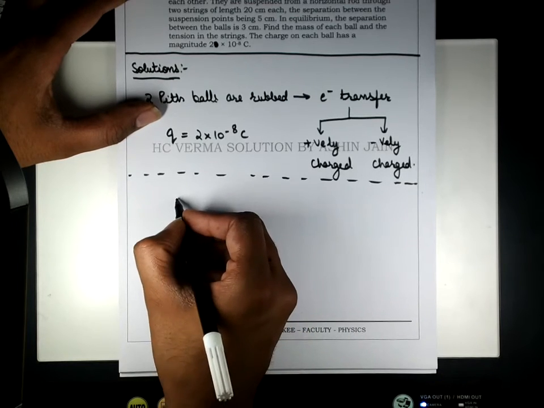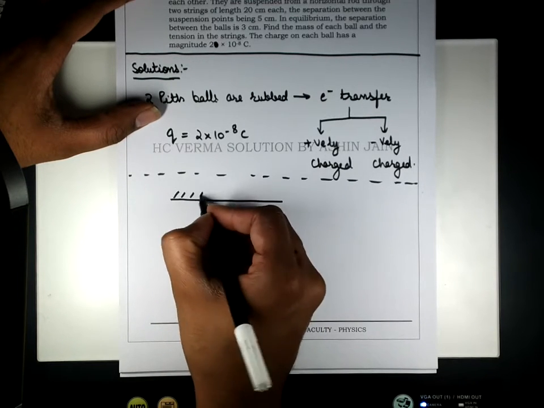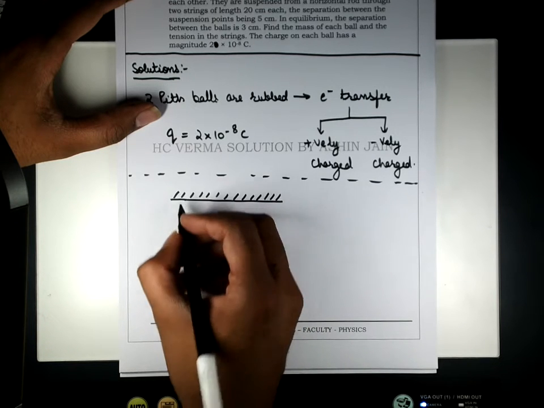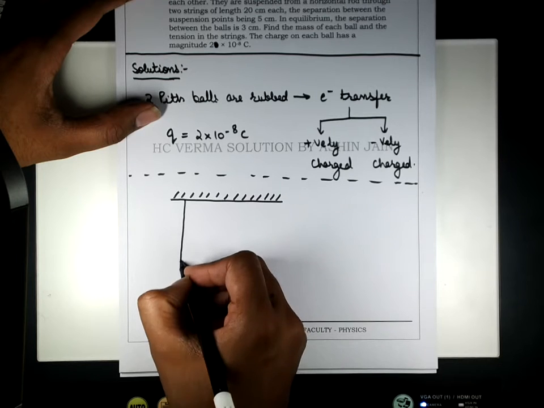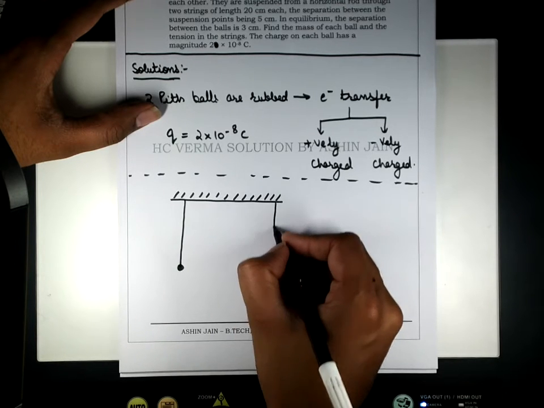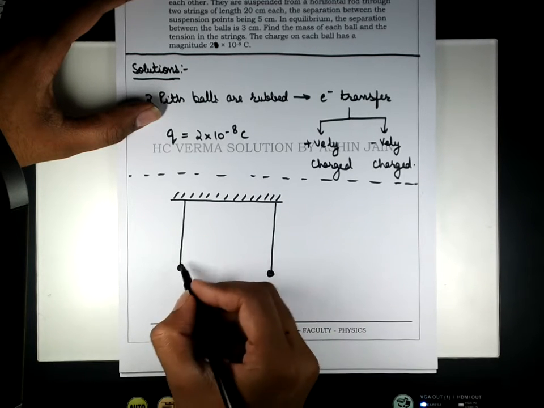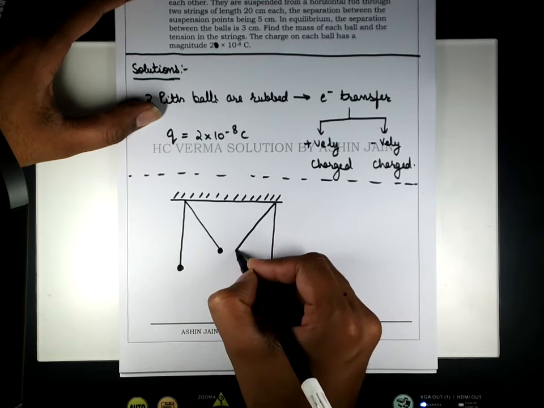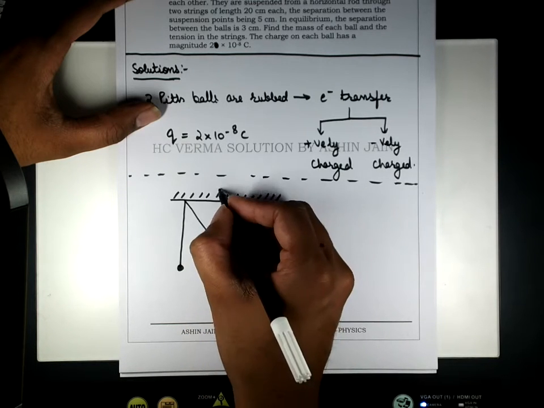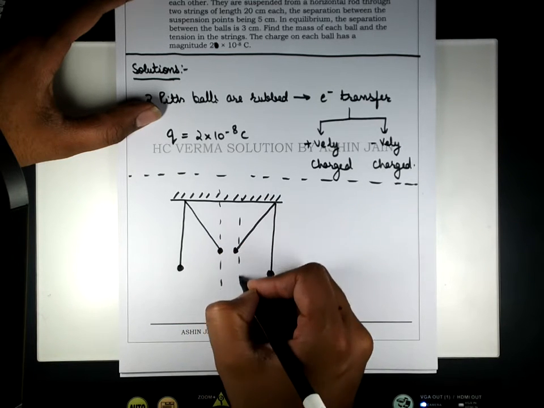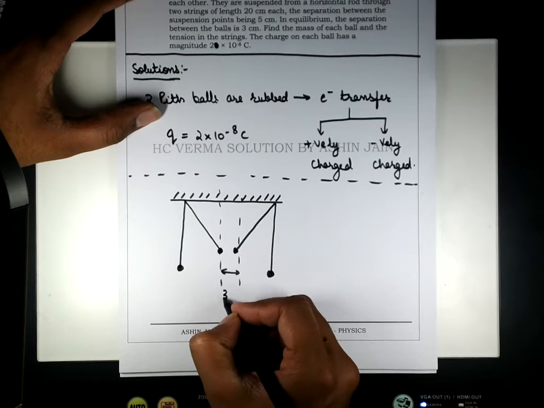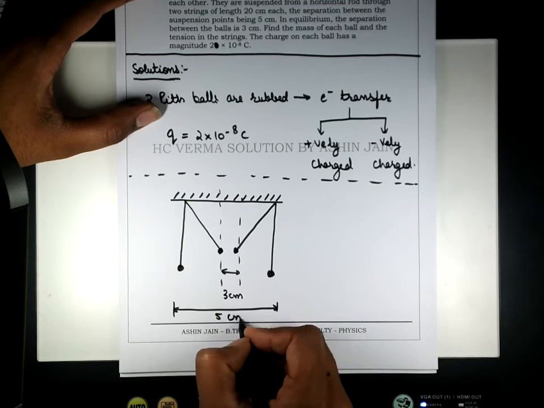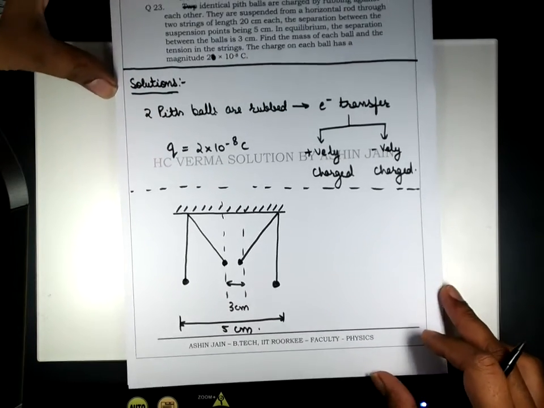Now if the bodies come closer towards each other, let's see how the scenario works. Initially the bodies were something like this. Now they attracted each other and finally came down to this particular position, where the final separation between them was given as 3 cm and the initial separation was 5 cm. I'll continue this problem on the next page.